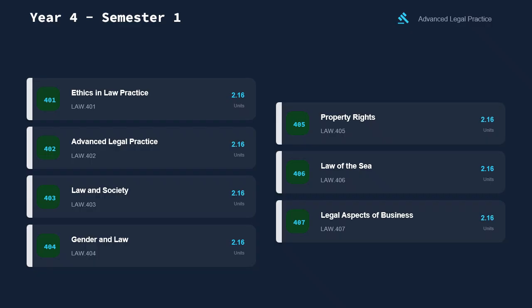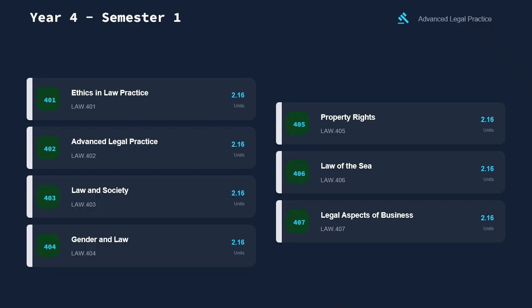Assessments include strategic plans, which develop career or firm development strategies. Case studies analyze complex, multi-issue matters. Practice simulations manage virtual law firms or complex litigation. Real-life example: a final project might involve creating a business plan for a new legal practice area, incorporating market analysis, financial projections, and ethical considerations.